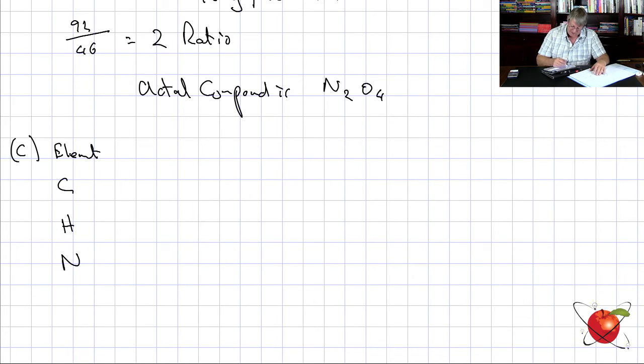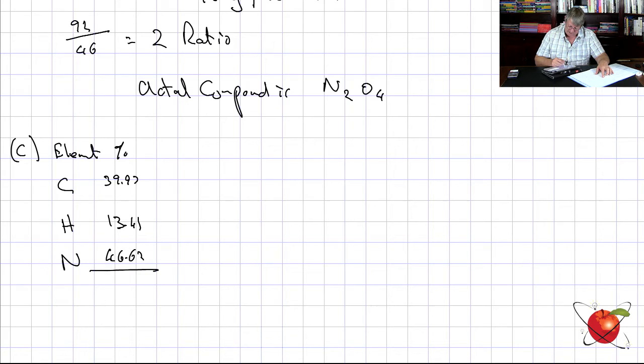What have we got? The percentages again are 39.97, 13.41, and over here 46.62. That is 100%. Now we change this to a mass, which is going to be 39.97 grams, 13.41 grams, 46.62 grams. Total of 100 grams.